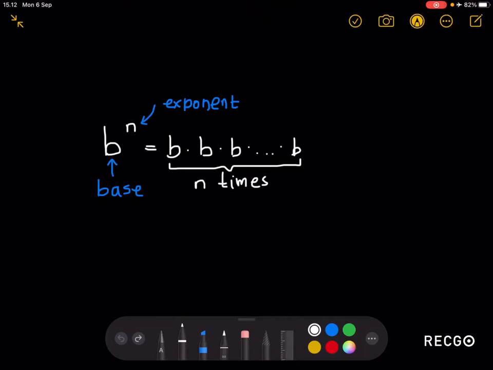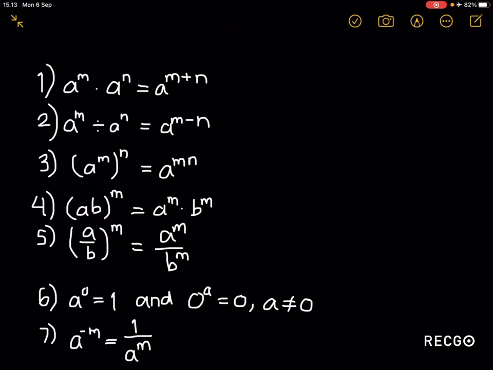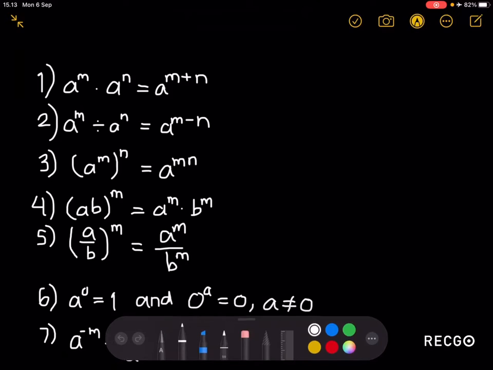So let's just see the exponent rules. Here I've written 7 of them, so let's just work through each of them one by one. The first one, if we have a to the m times a to the n, this just means a to the m plus n. So multiplication of two exponential expressions with the same base just means that we can just add the exponents.